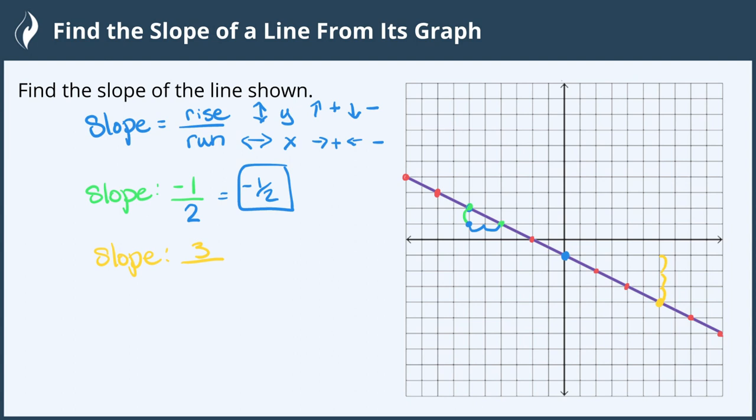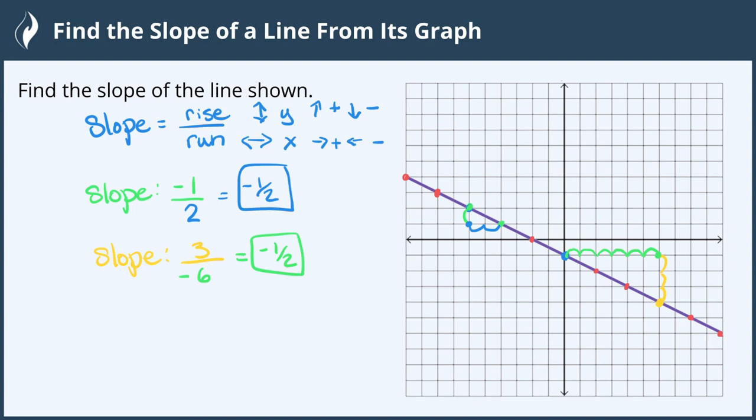And then to get from this point here to the next one, we move 1, 2, 3, 4, 5, 6 units to the left. Left is negative, so it's negative 6. Now we just need to simplify. 3 divided by negative 6 is negative 1/2.